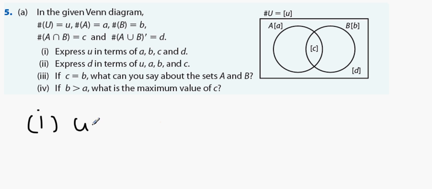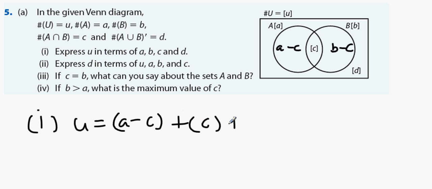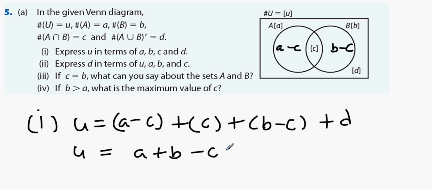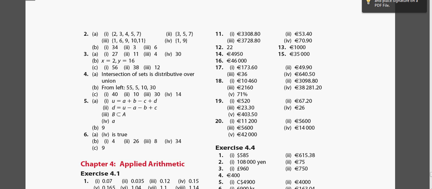U is everything. So it's going to be A minus C here, B minus C in here because you've got to take the intersections into account, and D. So it's going to be A minus C, which is this area in here, plus C, which is this area in here, plus B minus C, which is this area in here, plus D. Now we add all these together, we're going to get A plus B minus C plus D. Okay, so it's going to be A plus B minus C plus D. So we're correct on the first one.